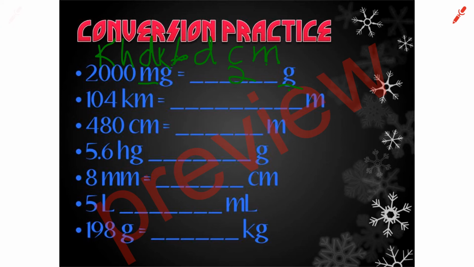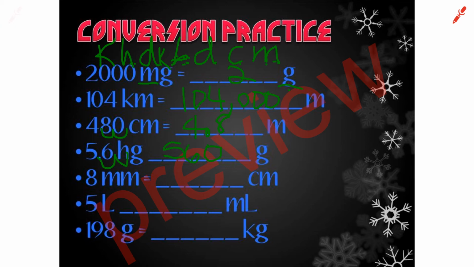Kilometers to meters. Meters is a base. 1, 2, 3 to the right. 104,000. Centimeters to meters. Centi is here. Meters is by itself, so it's a base unit. 2 to the left. 4.8. 5.6 hectograms. The grams is by itself, so it's a base. 2 to the right. So 560.